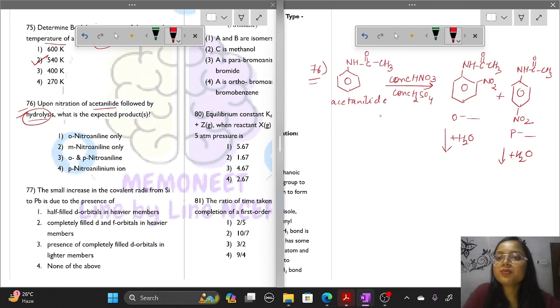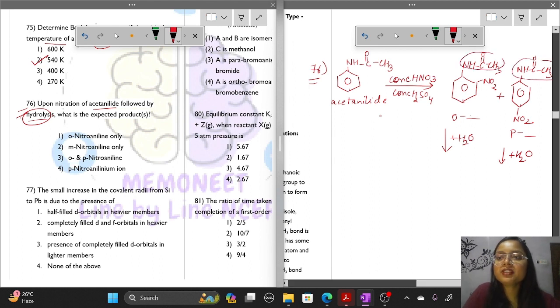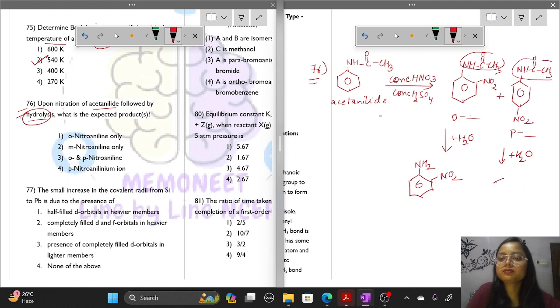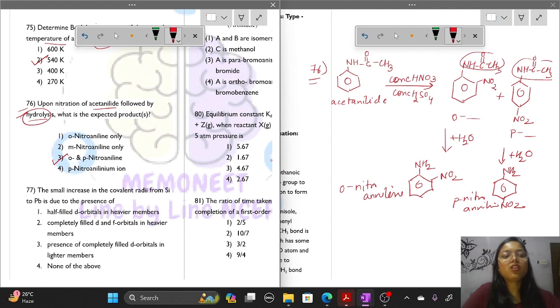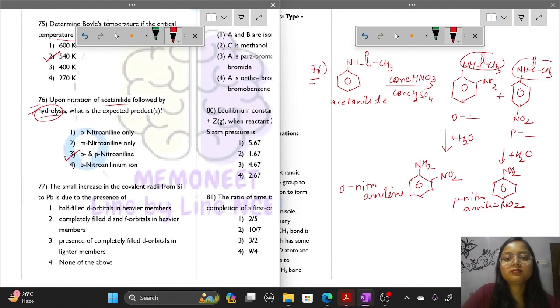So on hydrolysis, what happens now? This group is converted into an amine. Here it is NH2 and here it is NO2. This is ortho-nitroaniline and this is para-nitroaniline. So what will be the correct answer? Option number 3, ortho and para-nitroaniline.